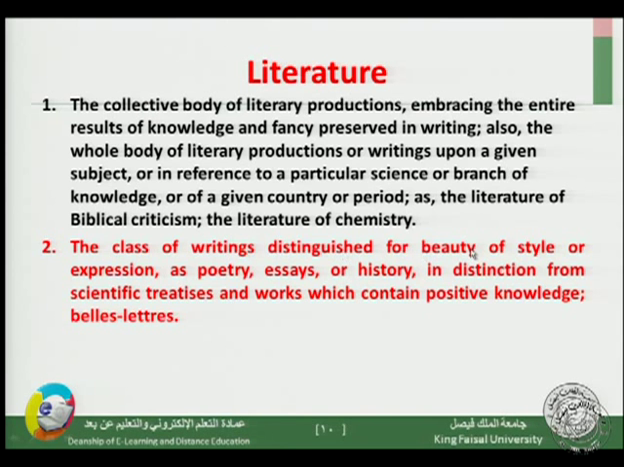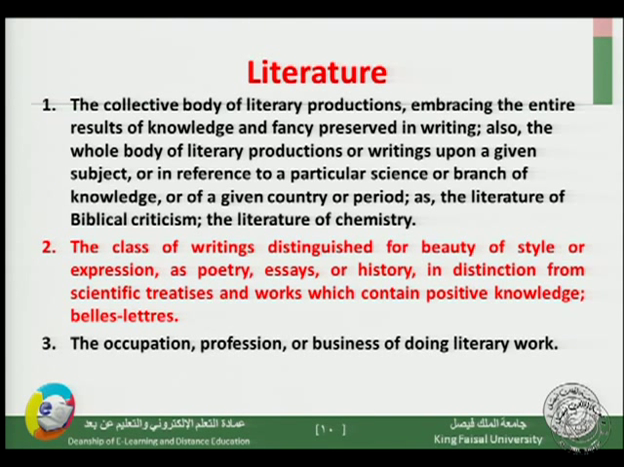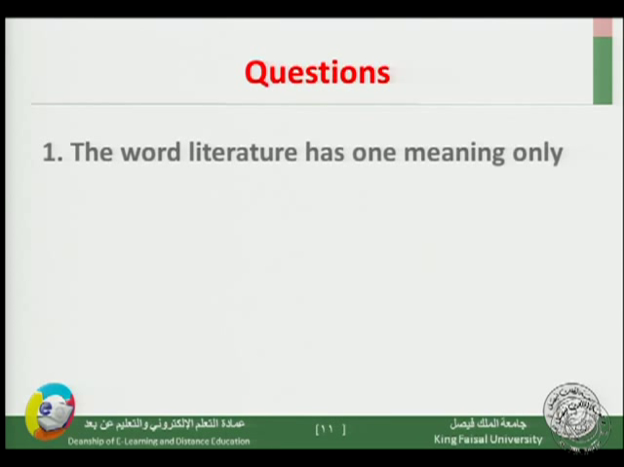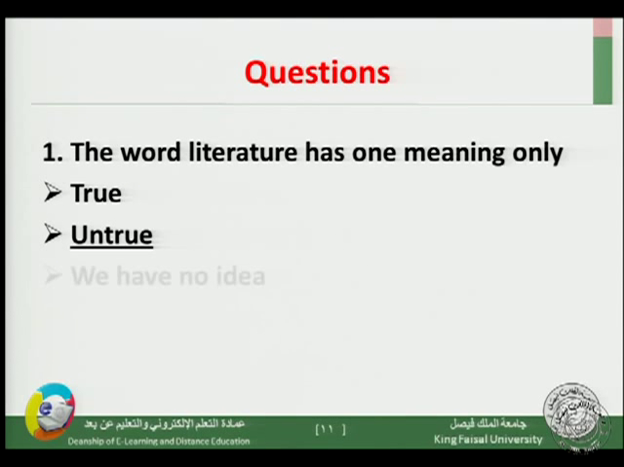writings distinguished for beauty of style or expression, as poetry, essays, or history, in distinction from scientific treatises and works which contain positive knowledge or bestsellers. Anyway, so literature is writings distinguished for beauty of style or expression, like poetry, essay, history, and so on. We'll talk about that later. That's one of the definitions of literature. The word literature has one meaning only. Is that true? Of course not. It has more than one meaning, as I said, previous studies or beautiful works of art.